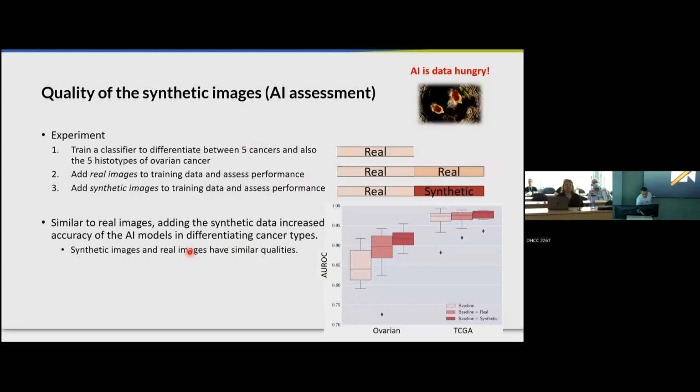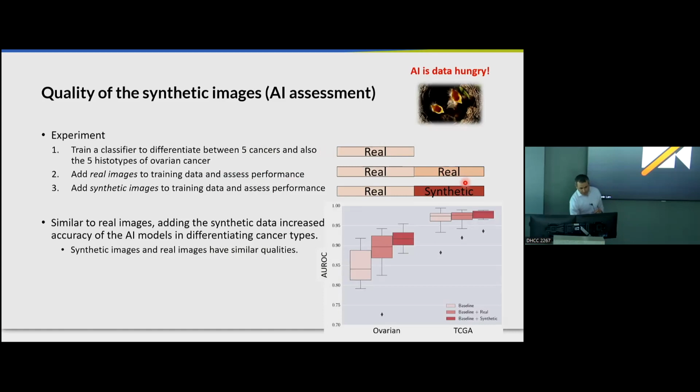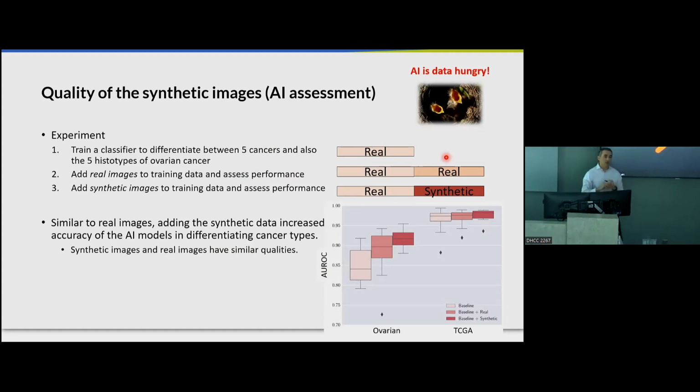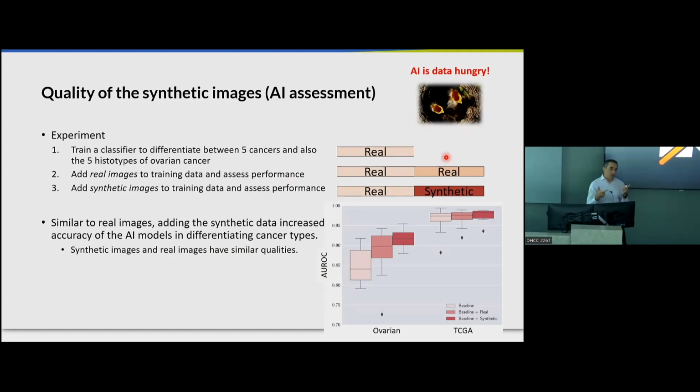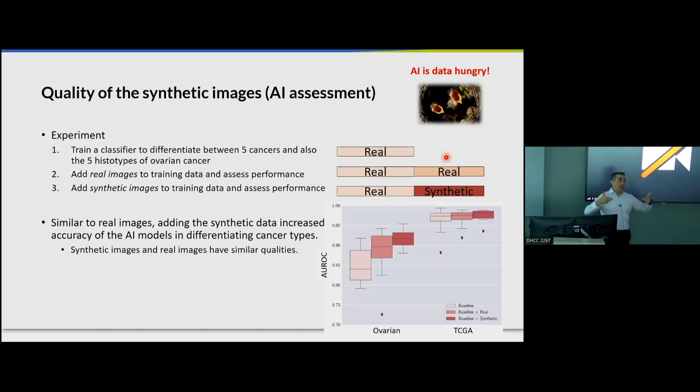So we did 3 experiments. We used some real images, let's say 5,000 images, and trained a model. Then we added another set of images, let's say 5,000 more real images, with the hope that if these models get more data, they will get better. So we compared adding 5,000 real images with adding 5,000 synthetic images, to see how they perform. Looking at this, just focusing on the ovarian cancer part.